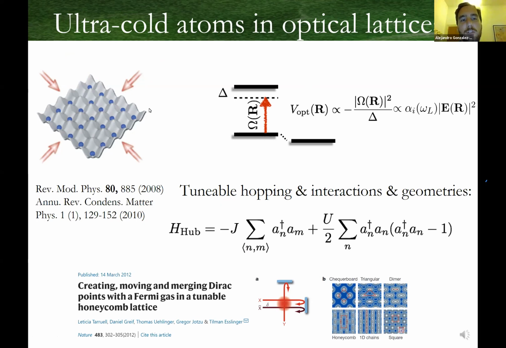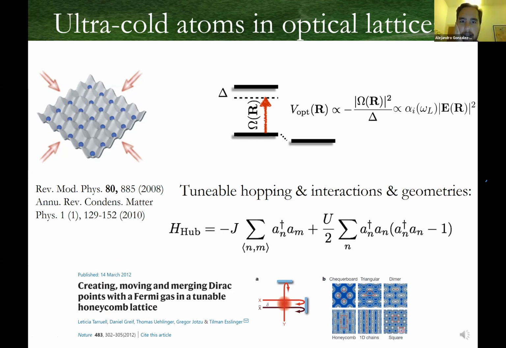You can also control the way these atoms interact when they are sitting on top of each other in lattice minima. And also by controlling the laser configuration, you can tune the geometry. In fact, I like to highlight here that artificial graphene has already been created in these ultracold atom systems, like the individual layer graphene, if you want to say, in this experiment by Leticia, who is now also at ICFO. So what we would like to do now is, of course, propose a way of simulating the bilayers.